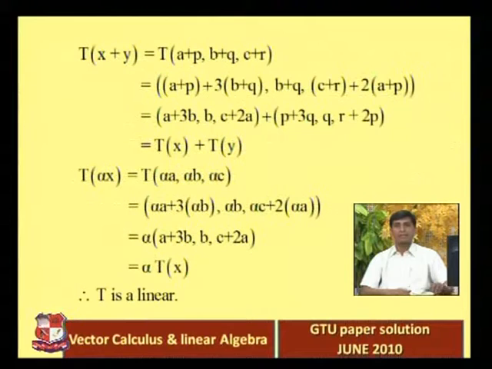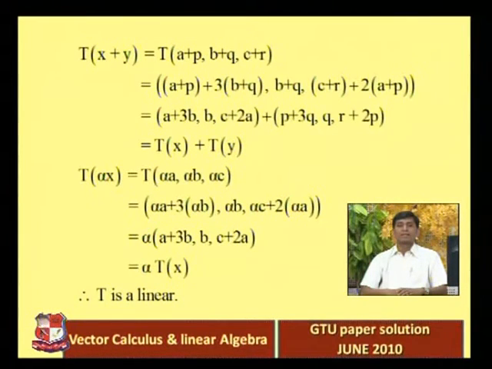So T of x plus y is T of (a plus p, b plus q, c plus r), that is equal to (a plus p plus 3 into b plus q, b plus q, c plus r plus 2 into a plus p). So that is equal to (a plus 3b, b, c plus 2a) plus (p plus 3q, q, r plus 2p), that is equal to T of x plus T of y.